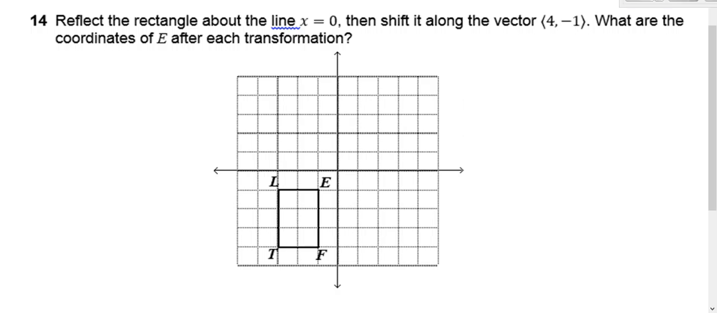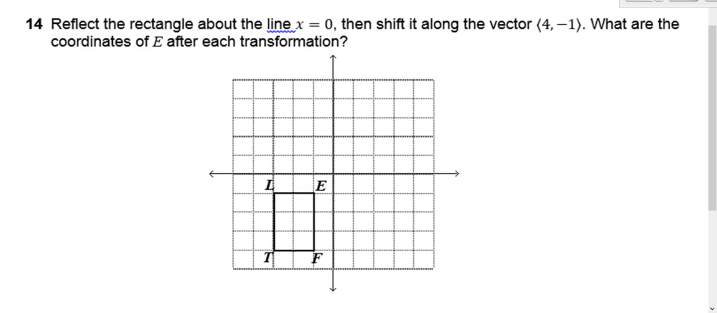So now we'll reflect this rectangle over the line x equals 0. X equals 0 is the vertical line, which is the y-axis. So it's the same as the y-axis. And then we're going to shift it along the vector 4, -1, and write the coordinates of E after each transformation. So first, reflect it over the y-axis, which is x equals 0.